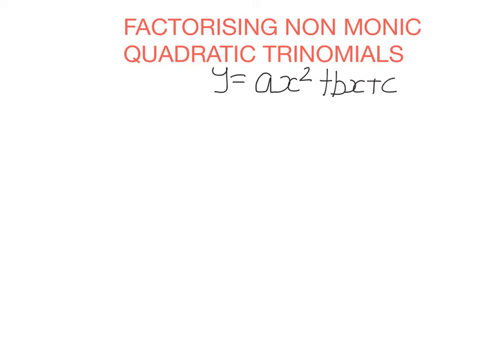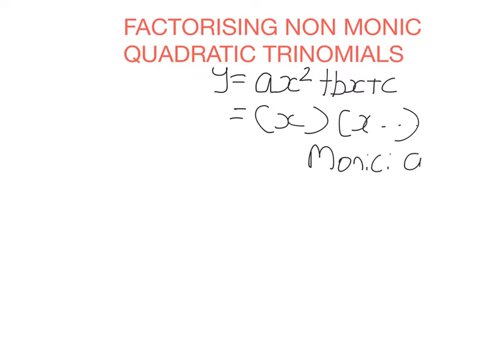So what we're going to look to do is still factorise, which means write it as something in brackets times something. And we know there'll be x's somewhere in here plus a few other things. So remember, as I said last lesson, that monic means that a, the number in front of x squared, equals 1. So that's what we did last time. So non-monic, what we're doing today, is obviously when a does not equal 1.